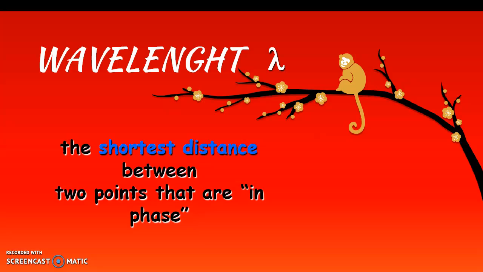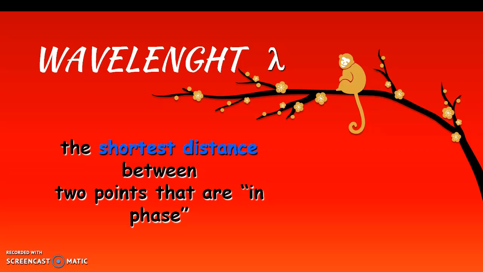The wavelength. The wavelength is denoted by this symbol, lambda. This is the symbol for the wavelength of a wave. The wavelength of a wave is the shortest distance between 2 points that are in phase.